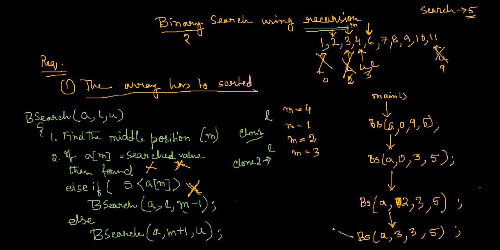Now this binary search function will call one more binary search function, a clone having A. Now again, since you come in the else part, this L will be adjusted to M plus 1. So your new L should be 4, because M was 3 and U remains the same, so U remains 3, and 5 is the search value. Now see this situation.